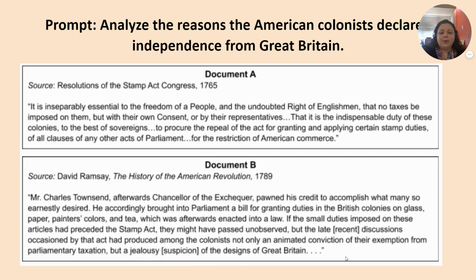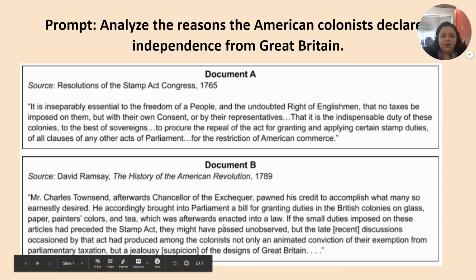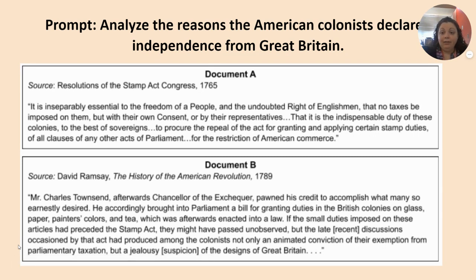If the small duties imposed on these articles had preceded the Stamp Act, they might have passed unobserved. But the recent discussions occasioned by that act had produced among the colonists not only an animated conviction of their exemption from parliamentary taxation, but a jealous suspicion of the designs of Great Britain. So this is saying that the Townshend Act is going to be another burden, another tax, and again, also has that government note about whether or not taxation was allowed.